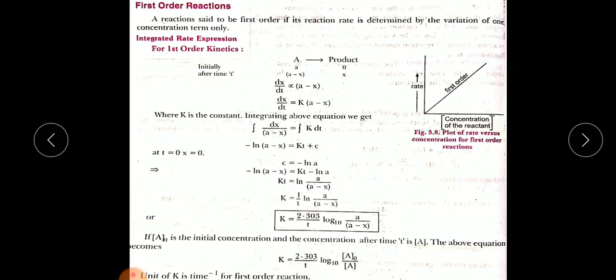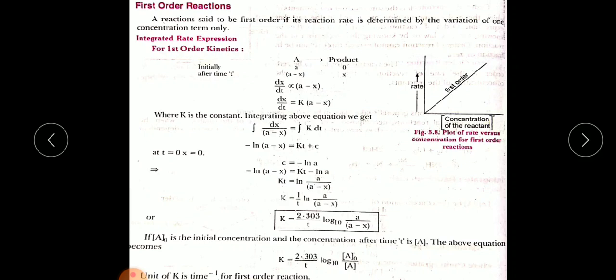Now we'll find the value of the constant of integration, that is c, as we have done in zero order reaction. For that we have taken at t equals 0, x will be 0. Now we'll put this value in this equation, so we'll get the value of c as minus ln a. Now we'll put this value of c in the equation, so it will become minus ln(a minus x) equals kt minus ln a.